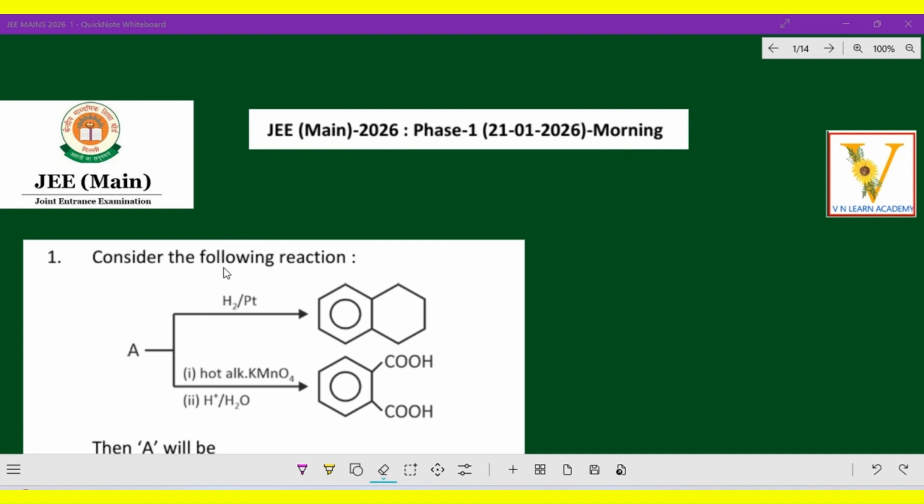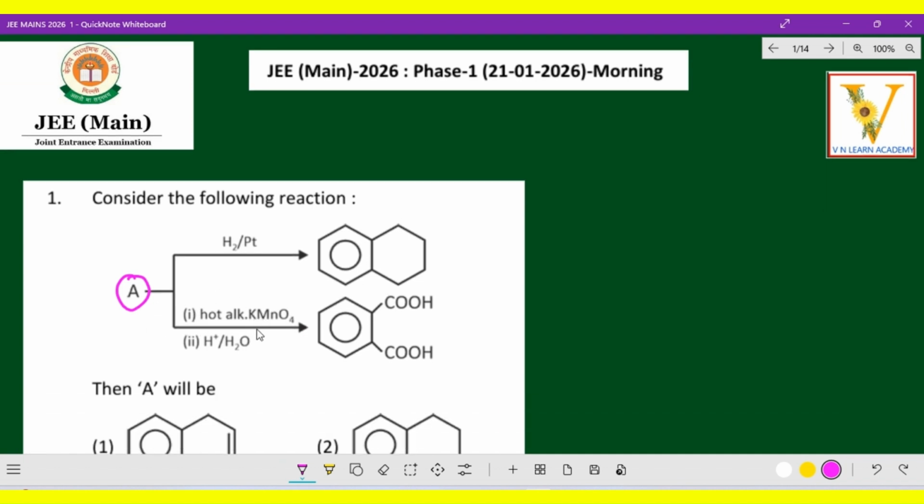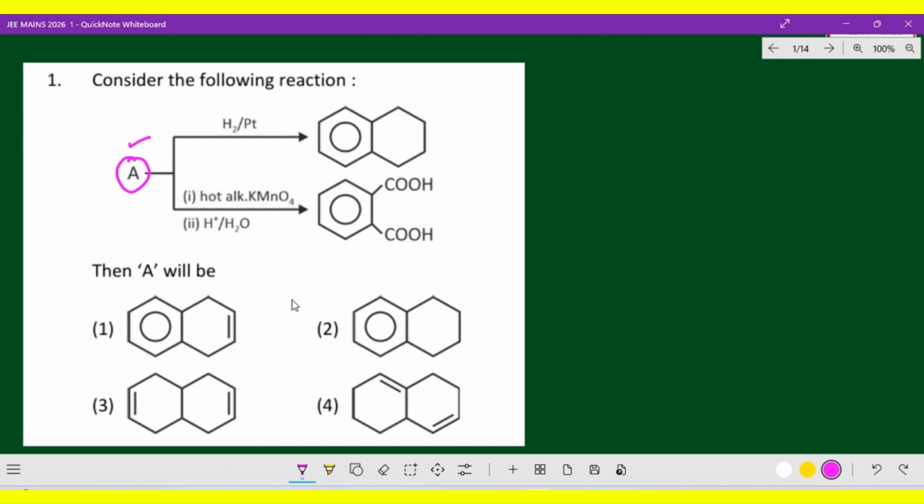The first question: consider the following reaction. Compound A reacts with H2/Pt, that is hydrogenation, and you get this compound. The same compound A, when it reacts with hot alkaline KMnO4, that is Baeyer's reagent, and H+/H2O, acid hydrolysis, you get phthalic acid. Now what is compound A? That is what we have to check from the options. It's actually a very interesting and important question. Come on, let us discuss.